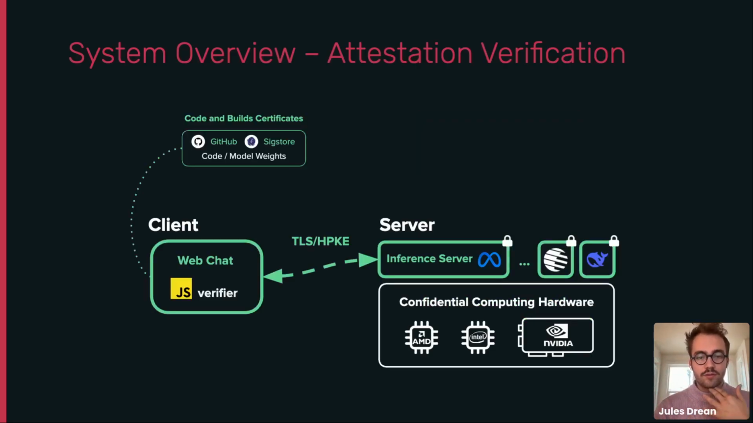You have the inference server that is running entirely inside of a TEE. And that's on top of computing hardware, so it could be AMD, Intel, NVIDIA. We also have the client, which is what I just showed to you, that runs in the web browser. This client is going to fetch a bunch of proofs, communicate with the secure enclave, and verify these proofs using code and build certificates. We'll go into detail on all of this, but that's the high-level architecture.